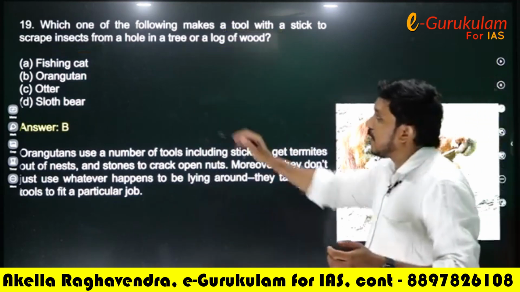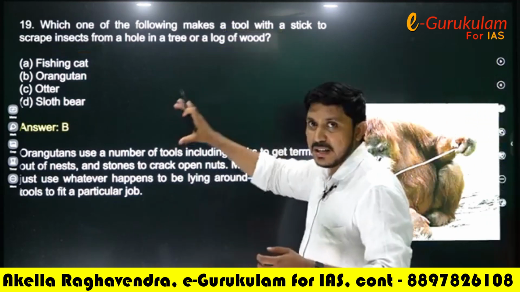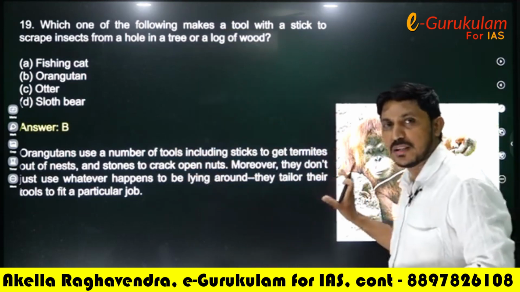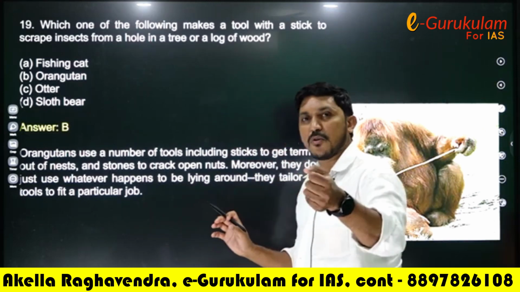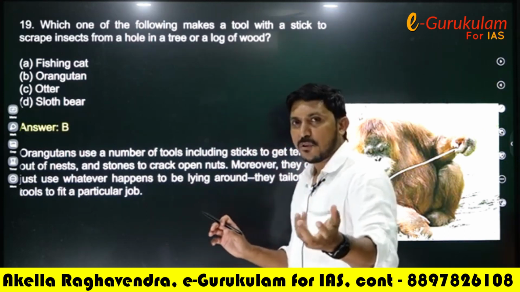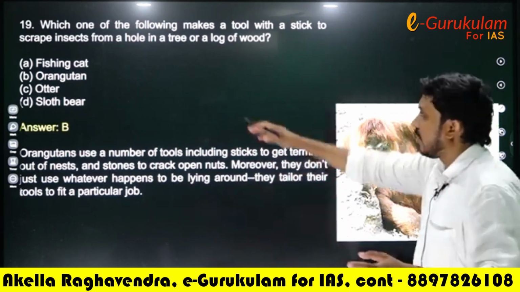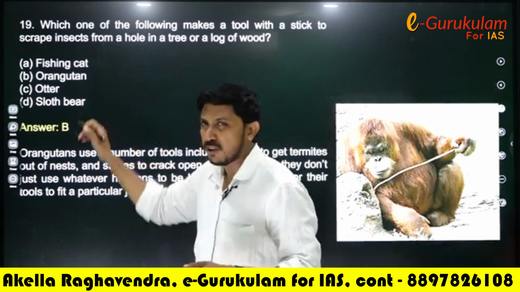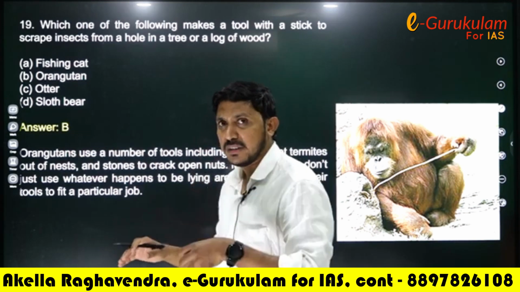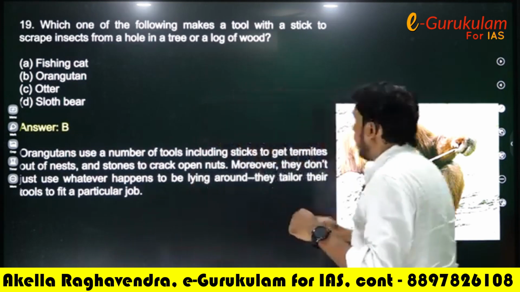The orangutan is the answer here, B, which is very intelligent. It will make use of this kind of tools. Tool making is not limited to humans, even animals are perfect at that, including the house crow or any kind of crow. They are very intelligent species. But the answer is not fishing cat, not otter, not sloth bear, it's the orangutan. The sloth bear will directly attack the termite mounds with its claws. Fine.